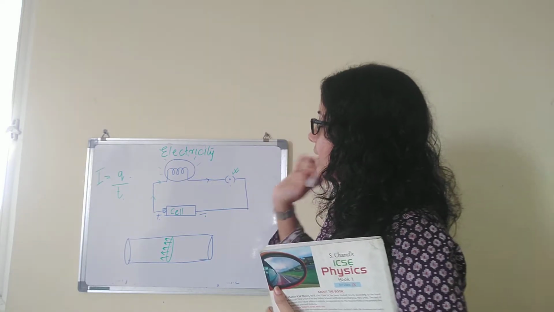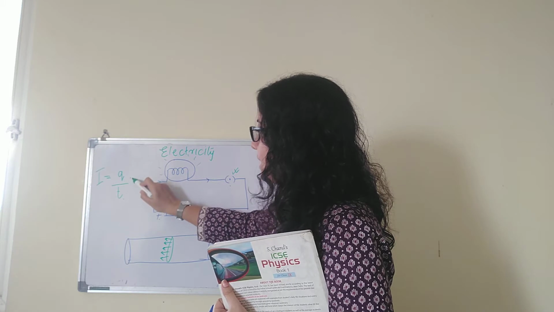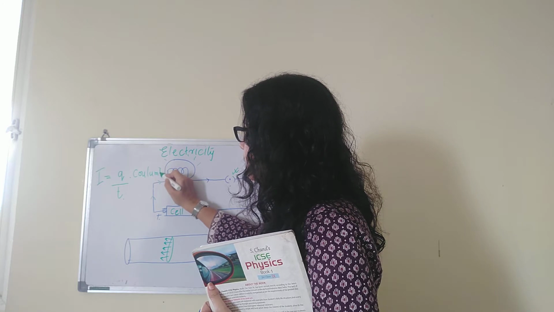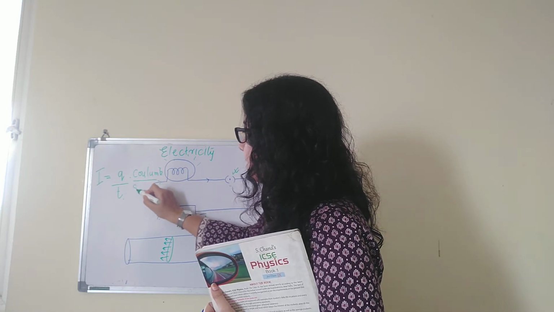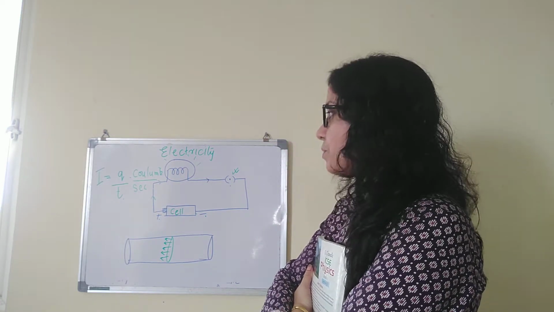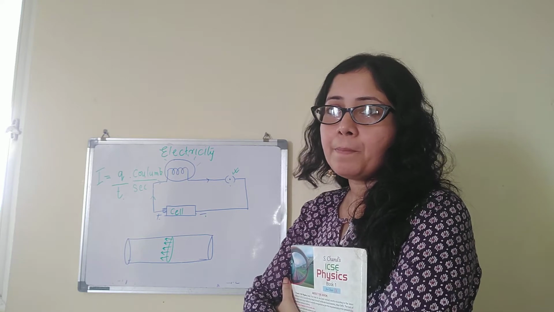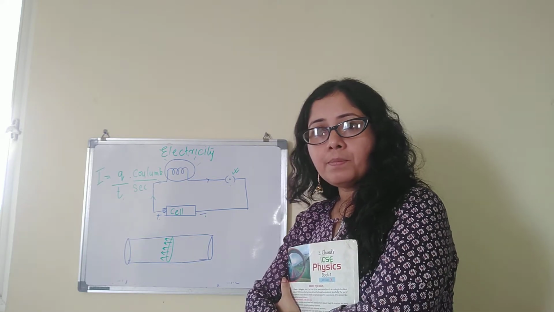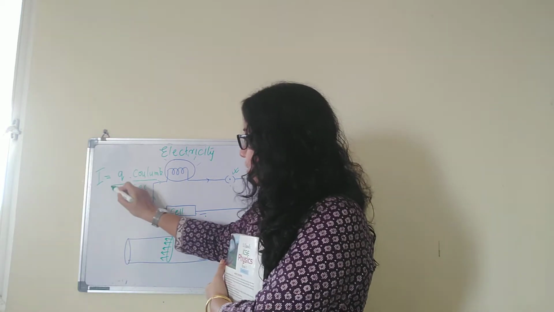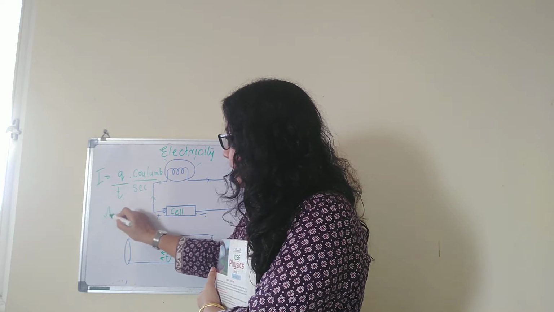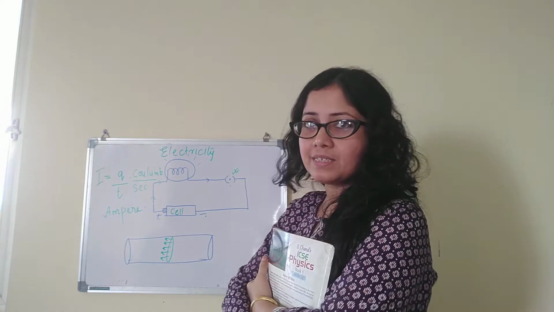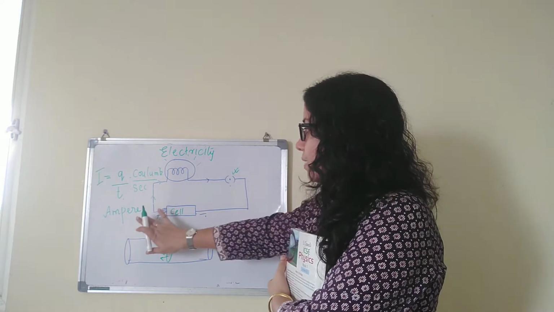Now what is the SI unit of charge? The SI unit of charge is coulomb, and for time it is second. So what will be the unit of current then? The unit of current will be coulomb per second. Now this coulomb per second you can also call ampere, after the name of a scientist, right? So this is about the current.